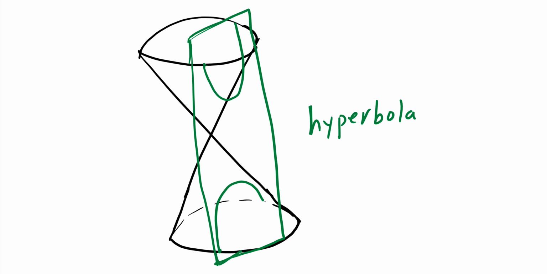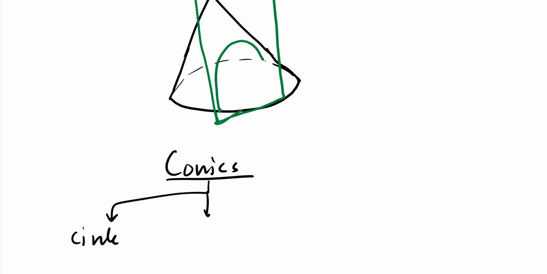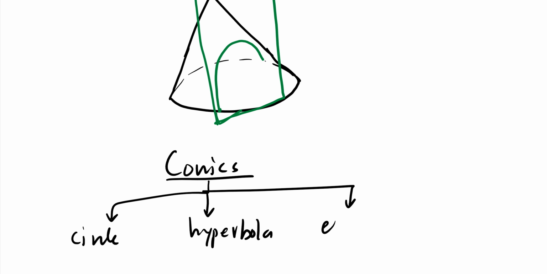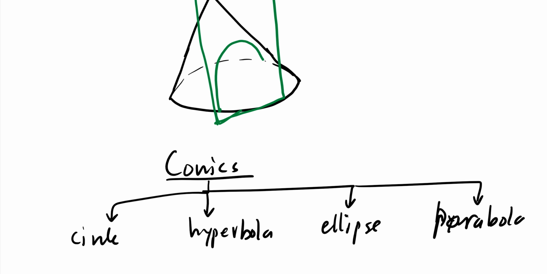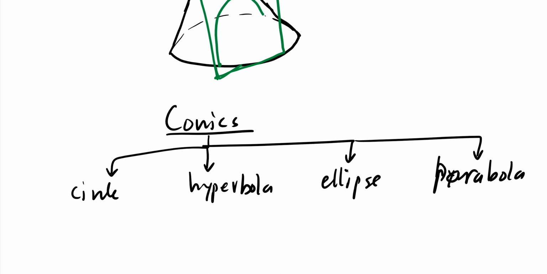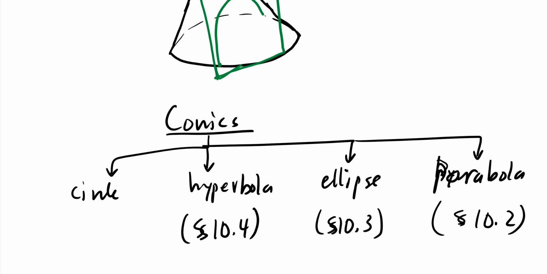So we can summarize these figures that we get. In conics we have circles, hyperbola, ellipse, and parabola. In the subsequent sections, we're going to see the parabola in section 10.2, the ellipse in 10.3, and the hyperbola in 10.4. These are the main things.